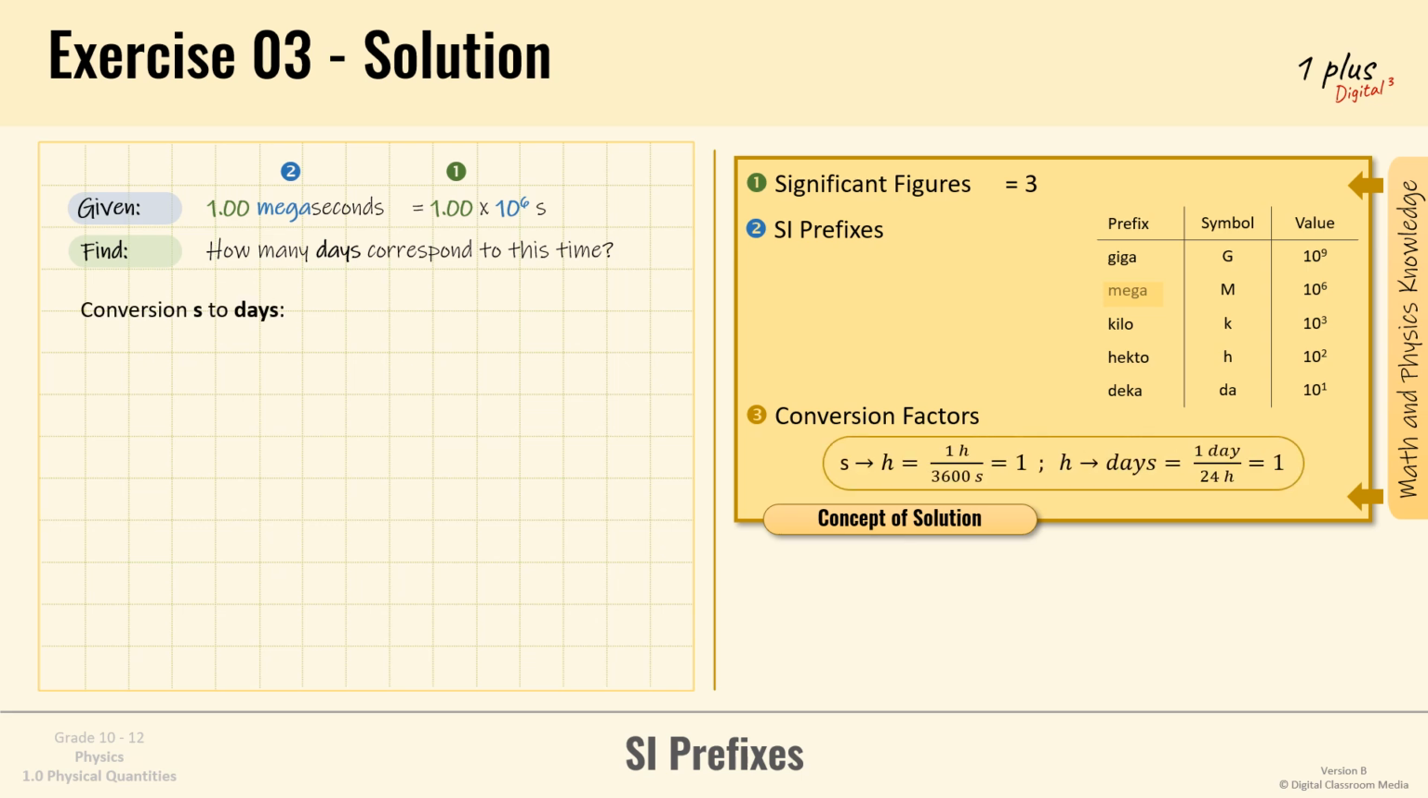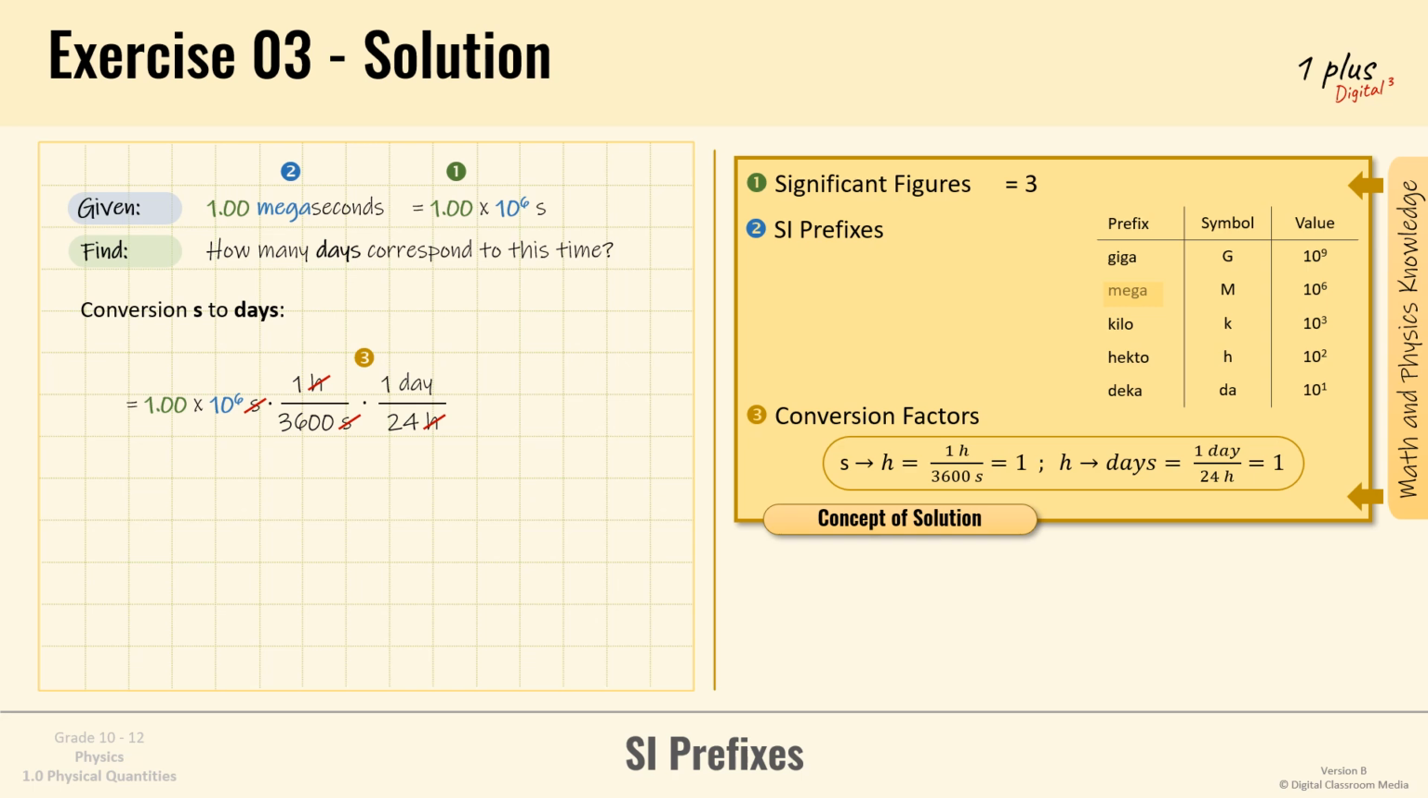After that, we convert hours into days. 1 day has 24 hours. We write both conversions as fractions. Each of these fractions has the value 1. In this way, we only change the unit, not the numerical value. Now we put everything together. We cancel the units that we no longer need. Then we carry out the calculation.